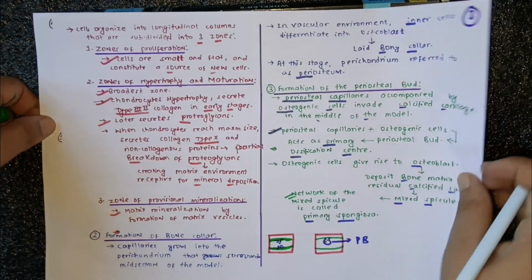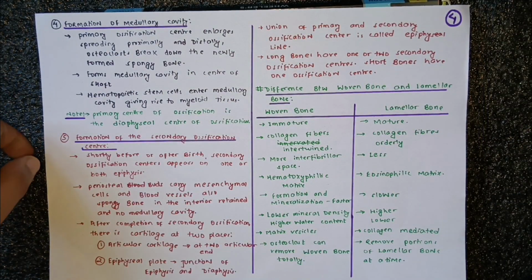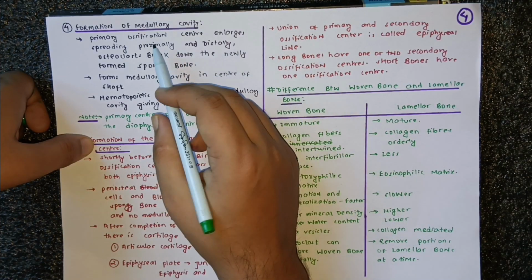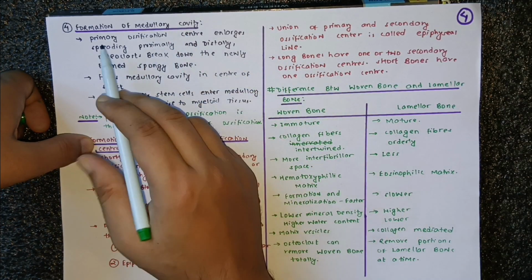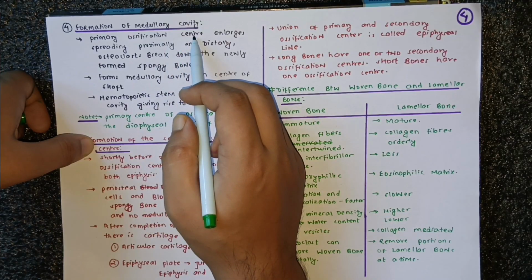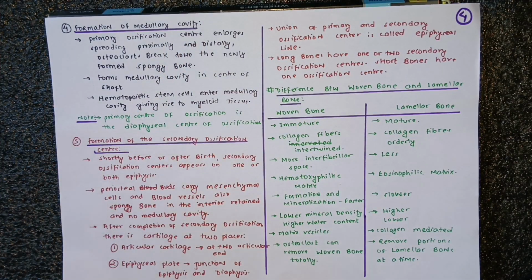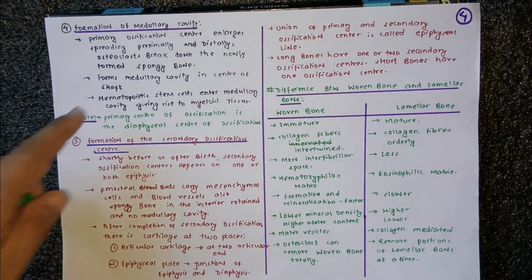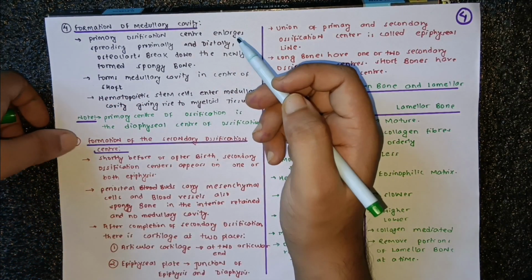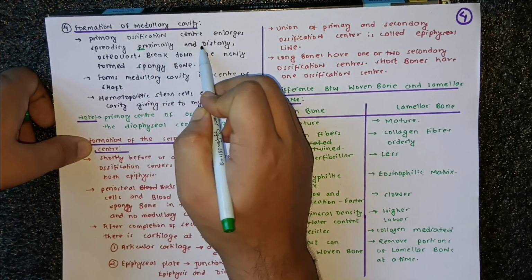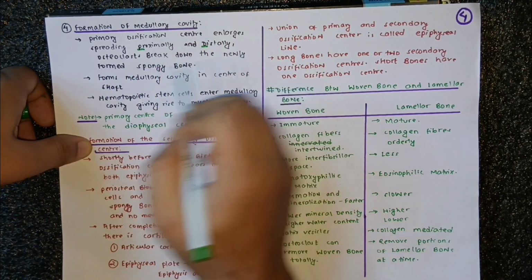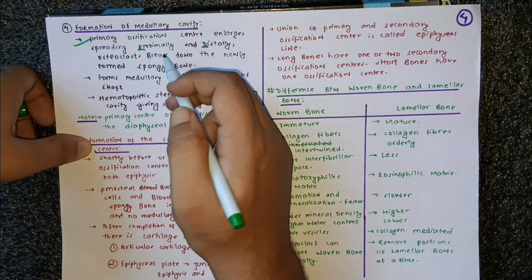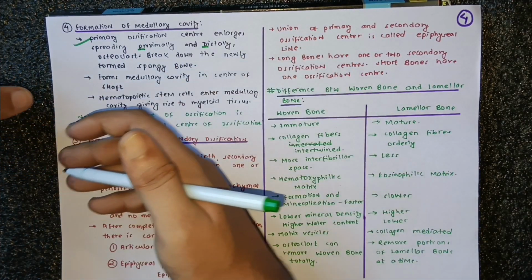Now after this, in the fourth step, there is a formation of the medullary cavity. This medullary cavity is present in the center of the bone. It is the primary ossification center. Okay, so the periosteal bud forms the primary ossification center. This primary ossification center enlarges and spreads proximally and distally. Osteoclasts break down the newly formed spongy bone.